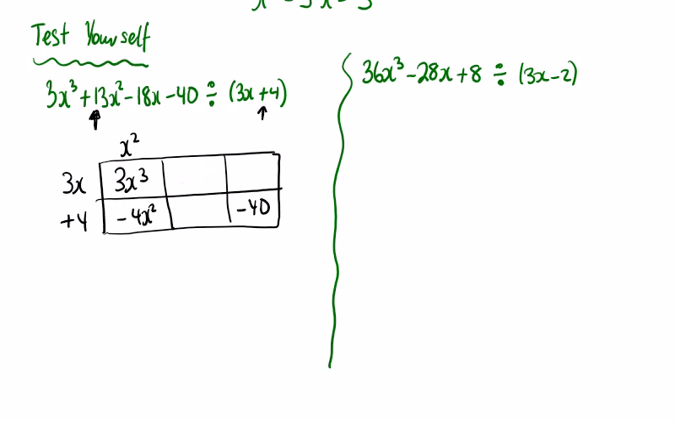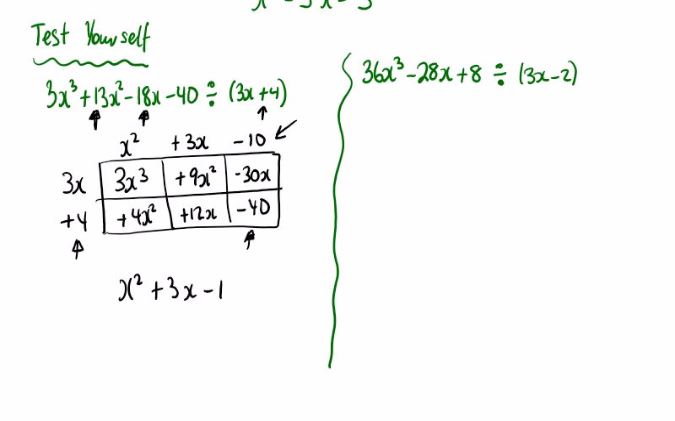Transposing error, 3x plus 4. So plus 4x squared. We need another 9x squared. 3x into 9x squared is plus 3x. 3x by plus 4 is plus 12x. And we want minus 18x, so I need another minus 30x. And 3x into minus 30x is minus 10. And is minus 10 by plus 4 minus 40? It is. So our answer is x squared plus 3x minus 10.